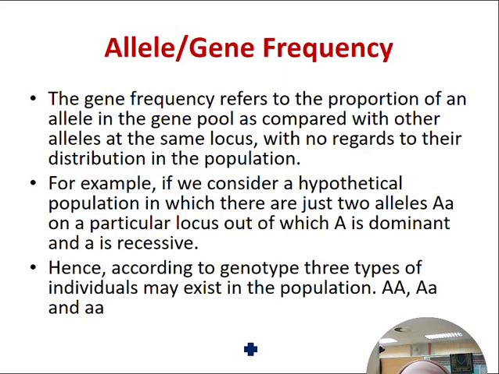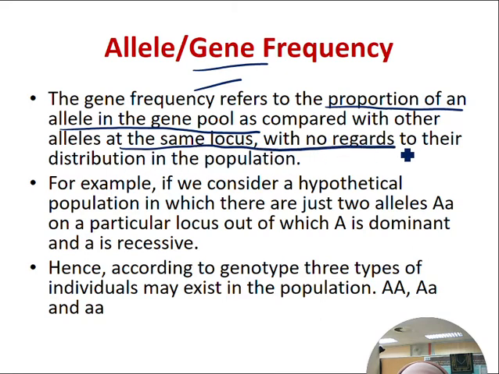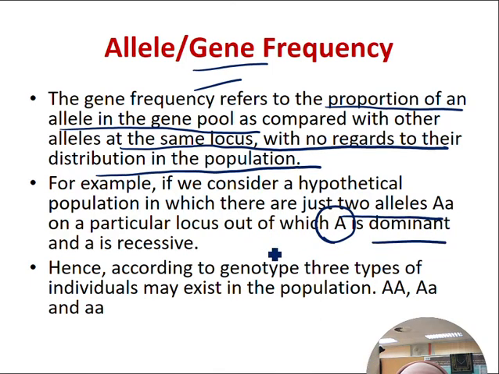Allele or gene frequency. The gene frequency refers to the proportion of an allele in the gene pool as compared with other alleles at the same locus, with no regard to their distribution in the population. For example, if we consider there are two alleles, and you guys learned this, we have big A as the dominant allele and small a as the recessive allele.